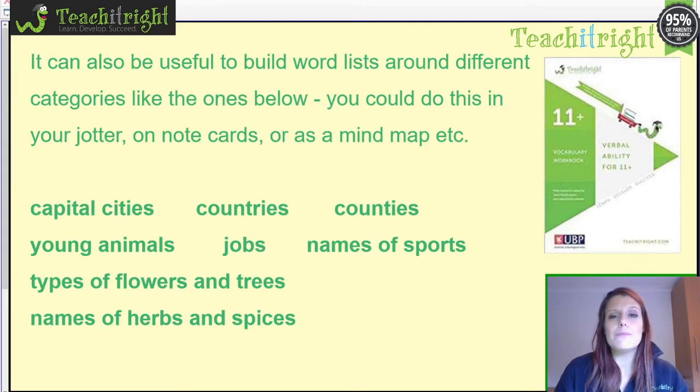It can also be helpful to build word lists around different categories, like the ones below. If you haven't done this yet as part of your homework, you could do this in your jotter, you could make your own note cards, you could create a mind map. However you want to do it, it would be a really useful thing for you to have as a reminder to help you put words into categories and understand different word meanings. So as many capital cities as you can think of, countries, counties, sports, young animals, and so forth, just to get you thinking and bringing up as many words as you can think of for these categories.